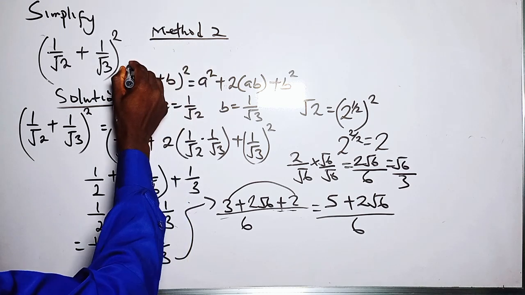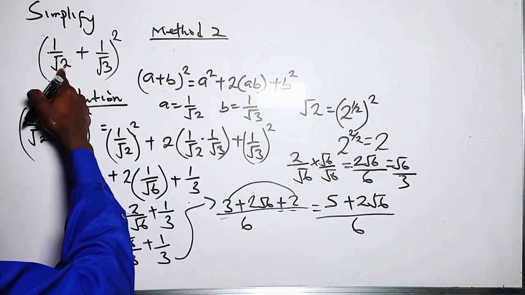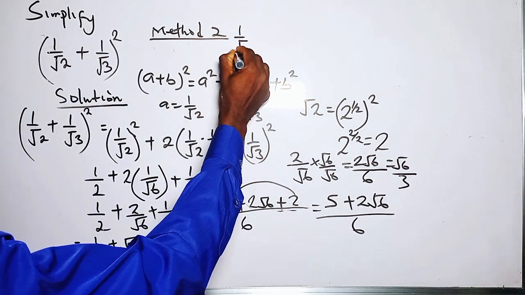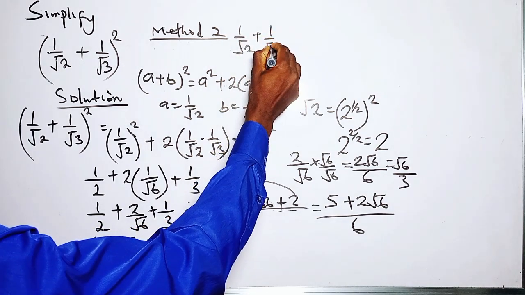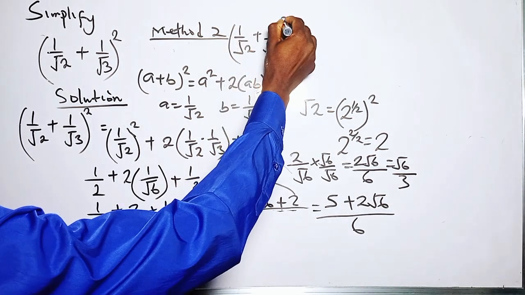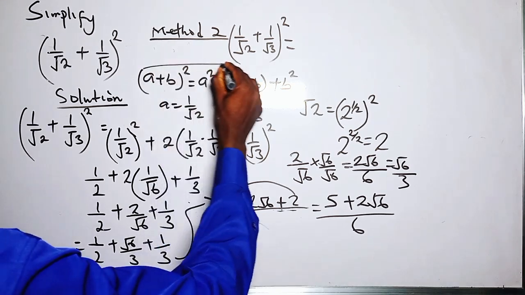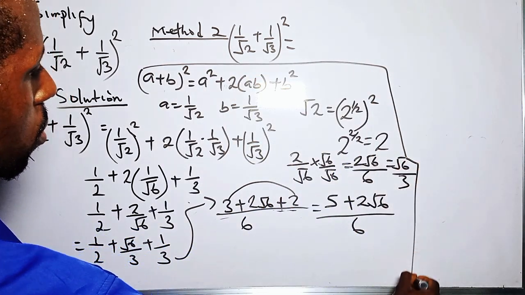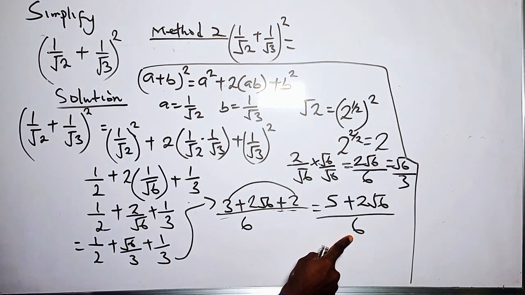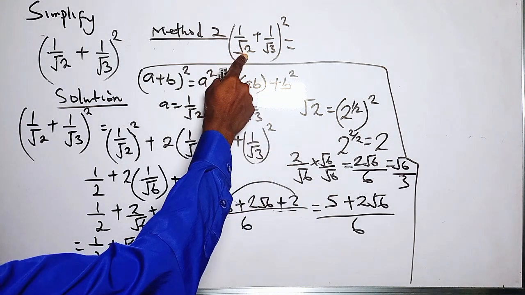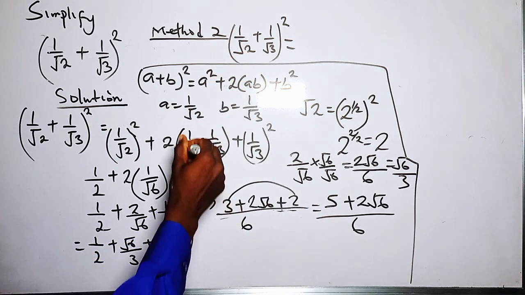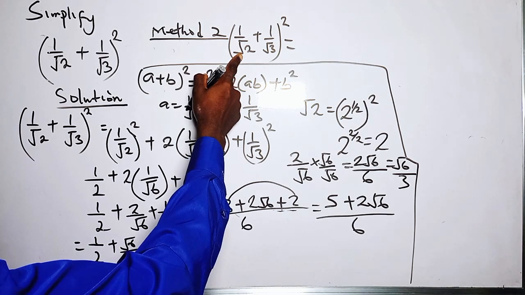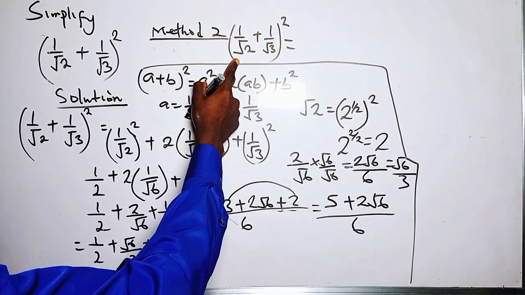So we have this as 1 over root 2 plus 1 over root 3, all squared. With method 1, we arrived at this answer. So let us approach this with method 2 to see whether we get this answer as well. For 1 over root 2, let us rationalize it individually.